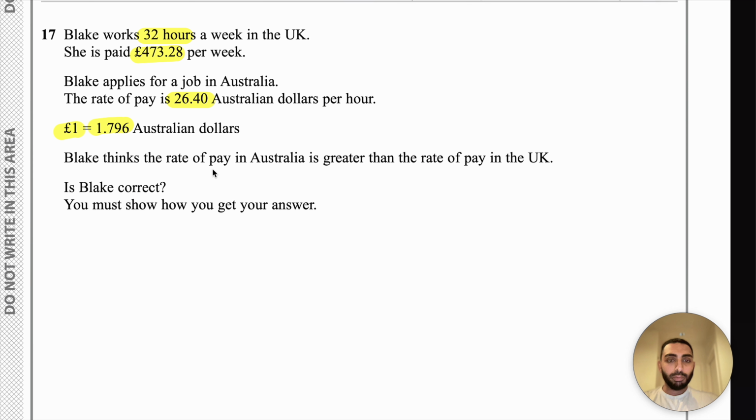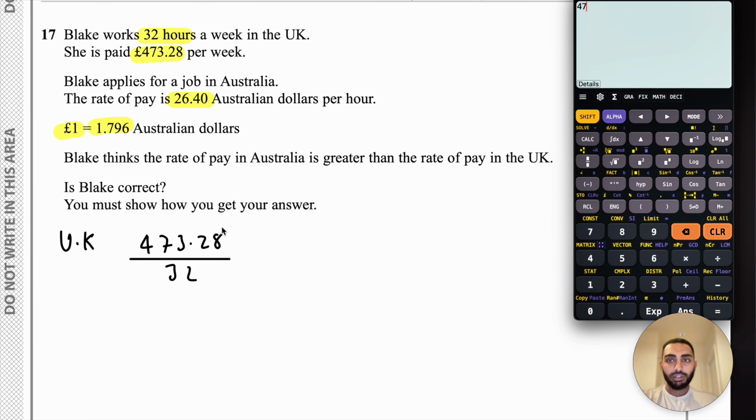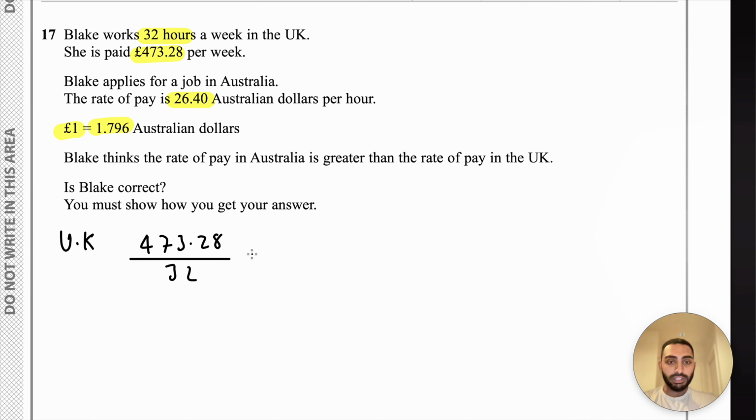We need to compare how much Blake is earning in Australia compared with UK. And we've been told how much Blake will be earning per hour in Australia. So let's work out how much Blake will be earning per hour in the UK. To do that, we need to take the amount that she's earning per week and divide it by the amount of hours that she's working per week, so 32. Type that in, so 473.28 divided by 32, £14.79.